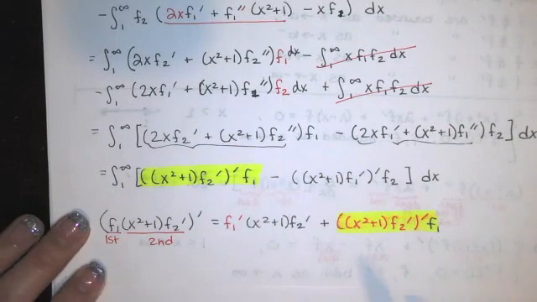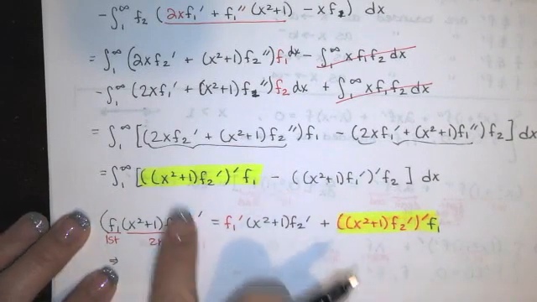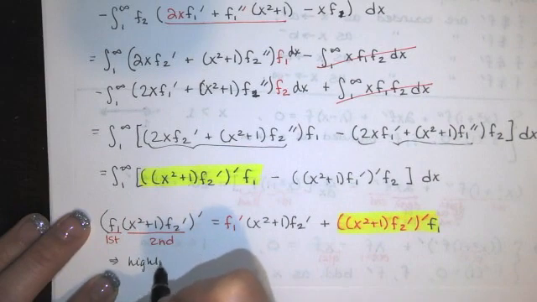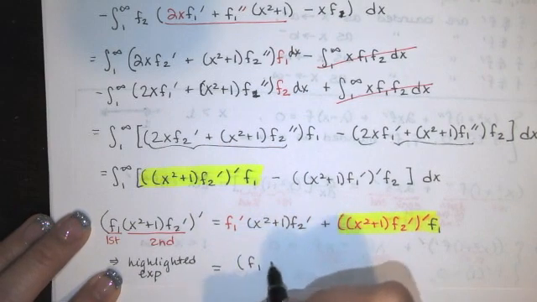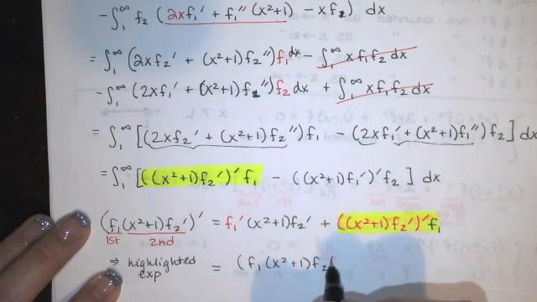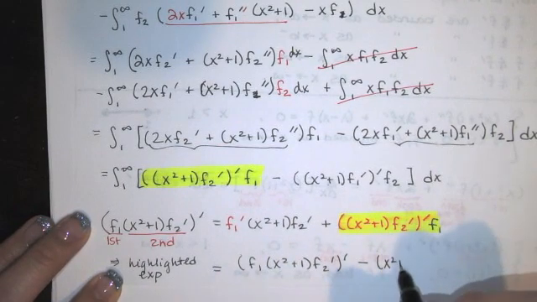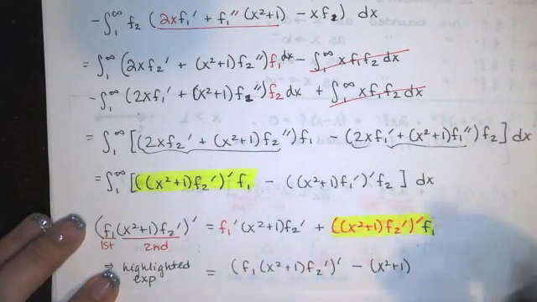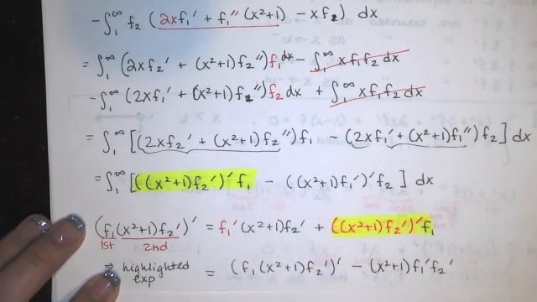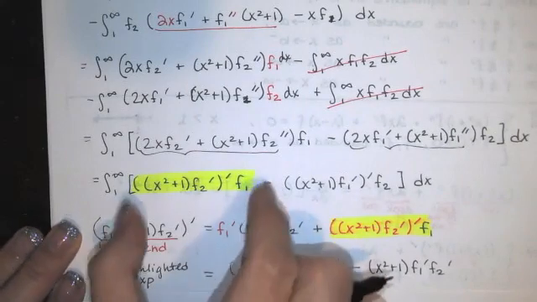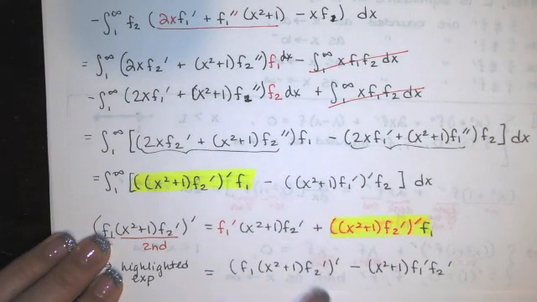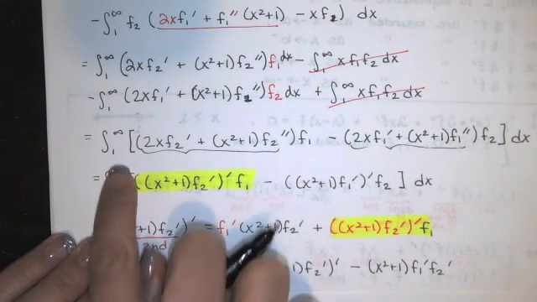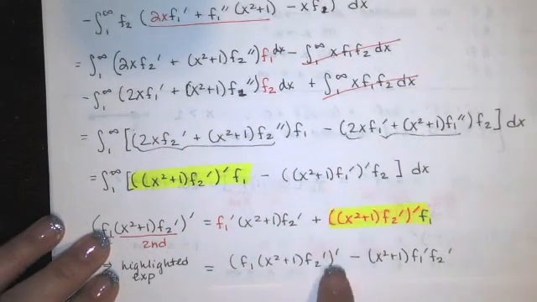So I know that this is true due to the product rule, and that means that this highlighted expression is equal to f1 times x squared plus 1 times f sub 2 prime prime minus, I'll factor out that polynomial, x squared plus 1 times f sub 1 prime times f sub 2 prime. Okay, so we're going to take this guy and replace it with this. And that's nice because once I've got a whole expression and I'm taking the derivative of that, and then I take the antiderivative, that derivative will just disappear when we do the antidifferentiation.